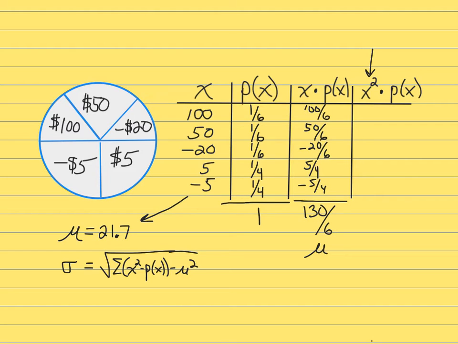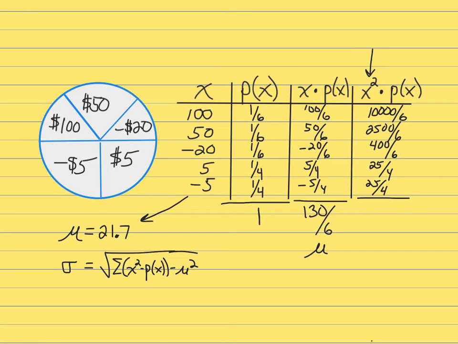100 squared is 10,000 times 1/6 is 10,000/6. 50 squared is 2,500 times 1/6, 2,500/6. -20 squared is 400 times 1/6. 5 squared is 25 times 1/4, and -5 squared is also 25 times 1/4.